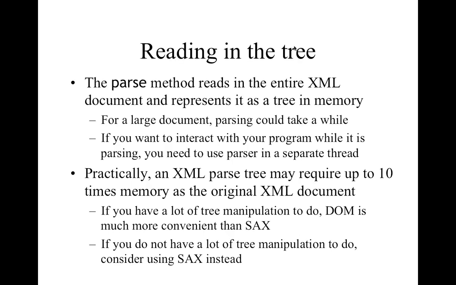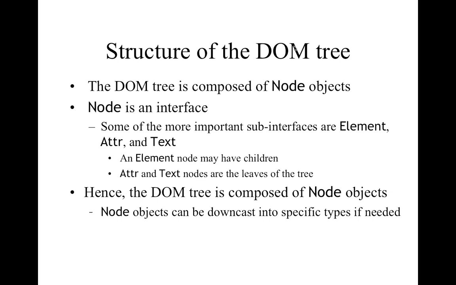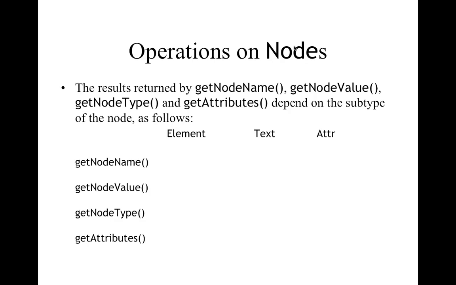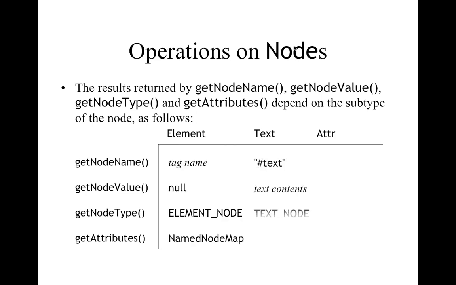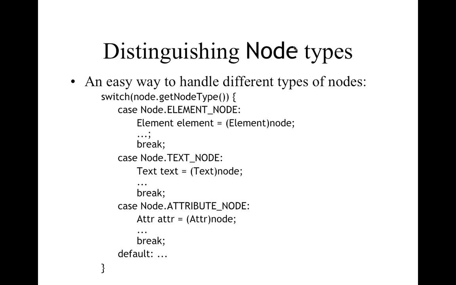So for reading the tree and structure of the DOM tree, look at that sample. You're going to get the node name, node value, node type, node attributes, and all that. The moment you call that parse method, you got the entire document and you iterate through it however you want. Whichever node you want, you can go directly. Then, distinguishing node types like element node, text node, or attribute node, you can have a switch case and identify it.